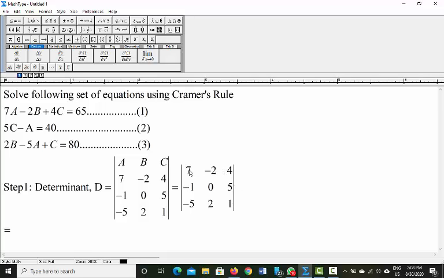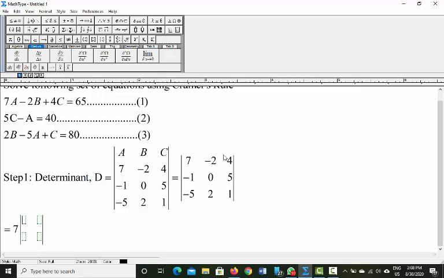To find the determinant of a matrix, in my previous video lecture I have shown you how to find the determinant of a matrix. First of all, we need to take this 7. So when you take this 7, first we will take this 7.